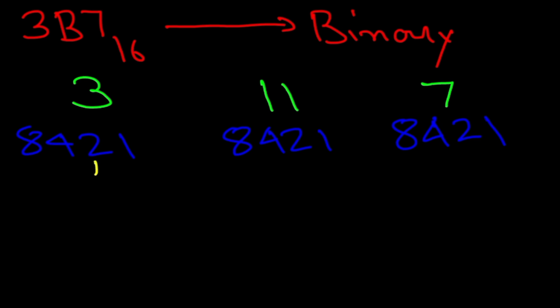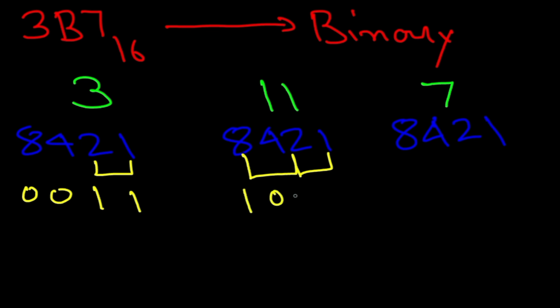Now we will check which of these numbers gives 3. So we got 2 and 1 gives 3. So we write 0 0 1 1. Now we check 8, 2 and 1 will give 11. So we write 1 0 1 1. And for 7 we got 4, 2, 1. So we write 0 1 1 1.